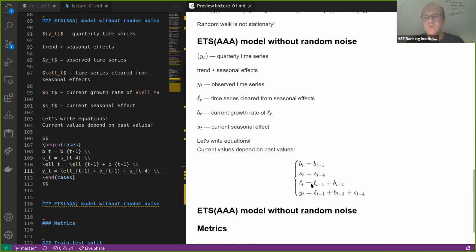Right-hand side should contain only... Konstantin, once again, the left-hand side of equations contains current values: BT, ST, LT, YT. On the right-hand side, you cannot use current values. You use past values. Current values in our deterministic model are completely determined by the past. We will add random noise into the right-hand side, but later.